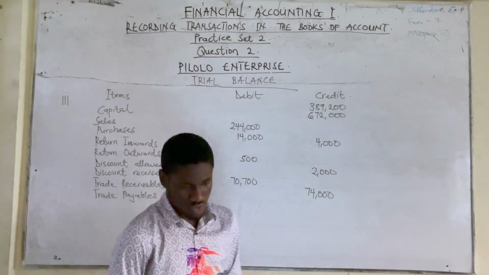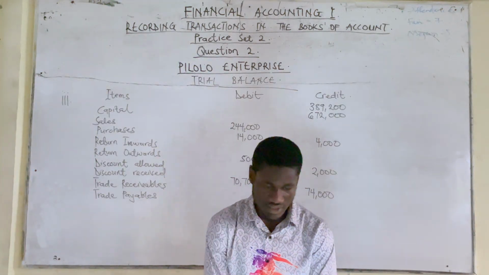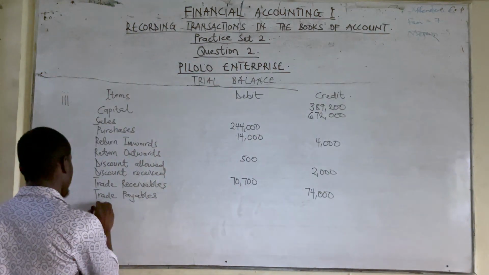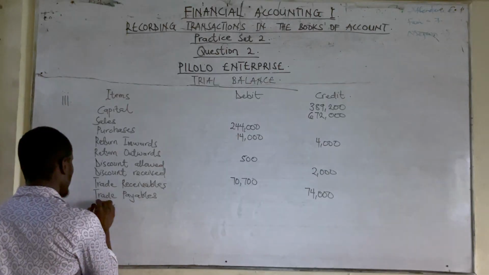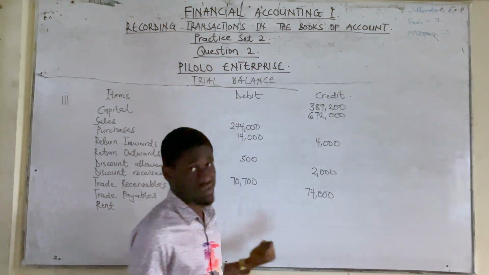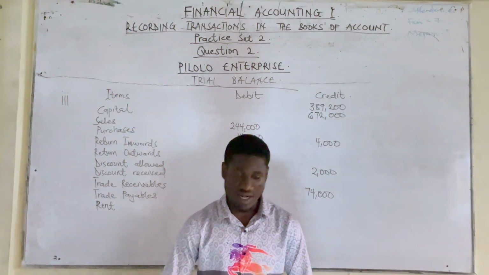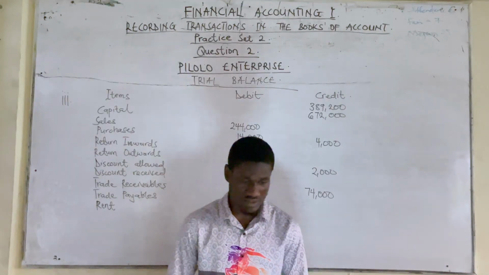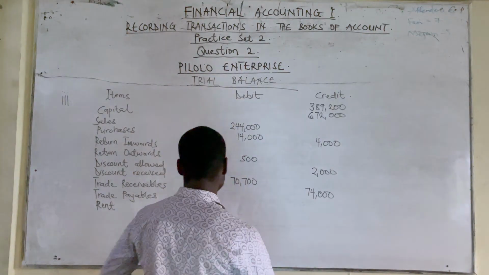Good. So we move on to the other accounts involved. We opened rent. So the rent, our balance was at the debit side. We are going to record it at the debit side because that was where our balance BD was, and expenses have a debit balance. Rent was 30,000.